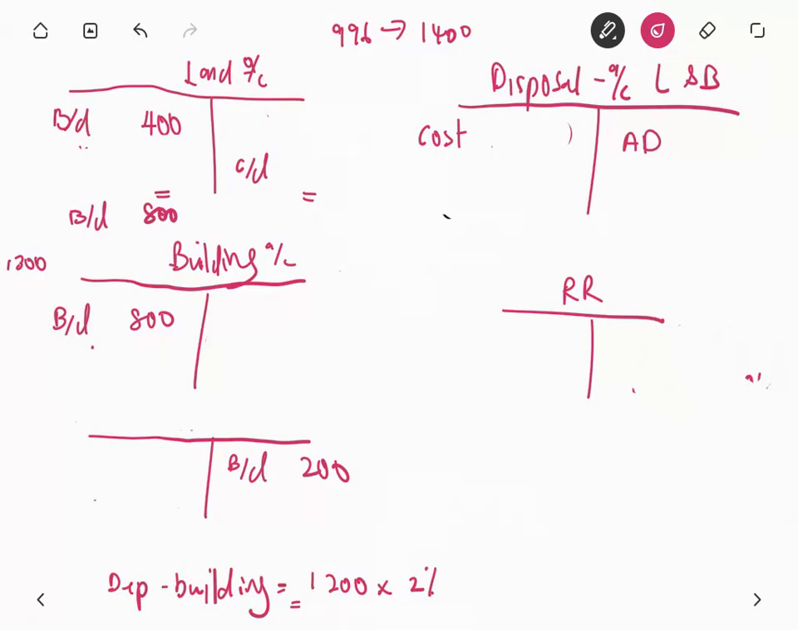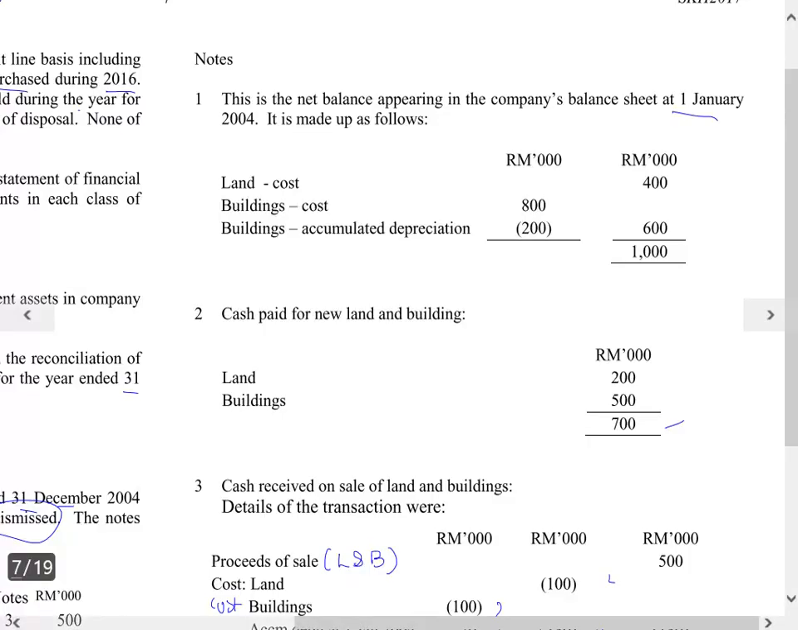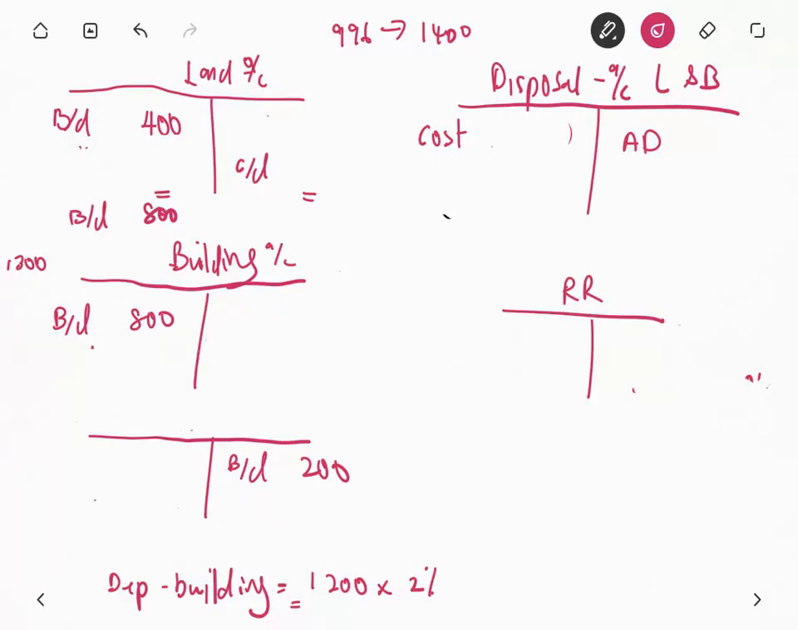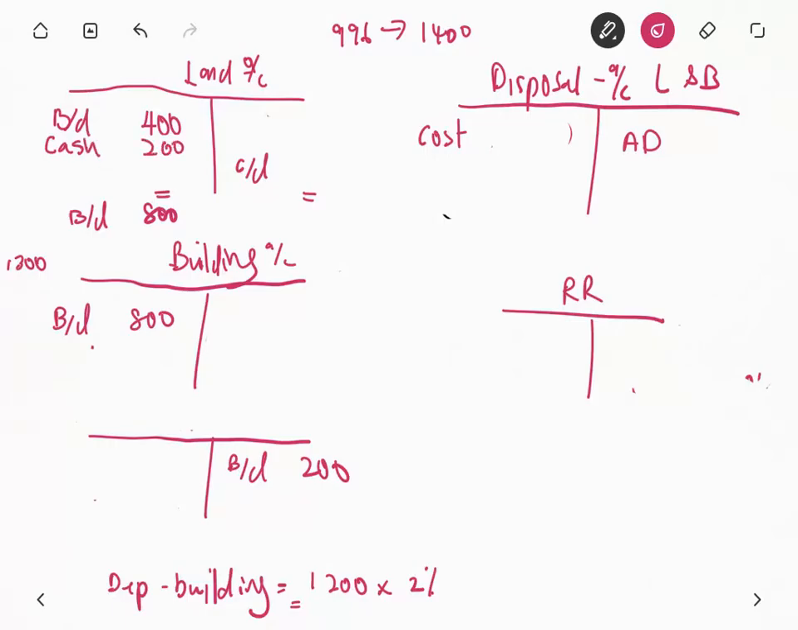Note 2. Cash paid for new land and building. I buy land, I buy building. So we debit and debit: land, building. How much? 200 for land, 500 for building. Credit will be cash or bank. Land 200. Building. How much? 500.